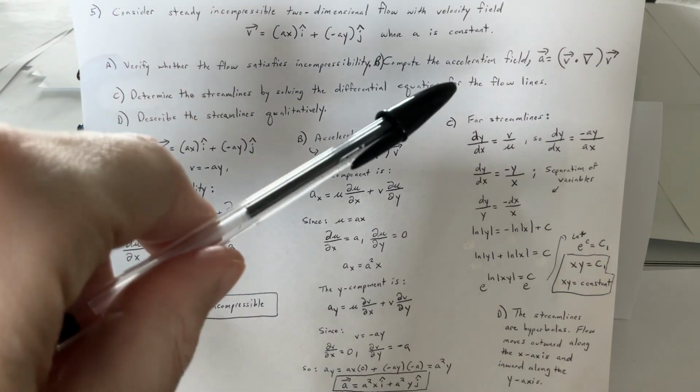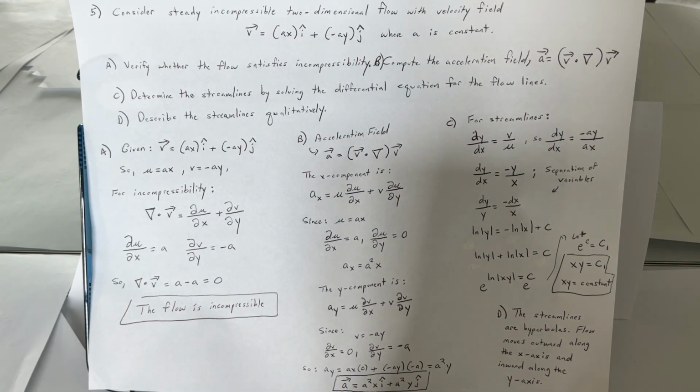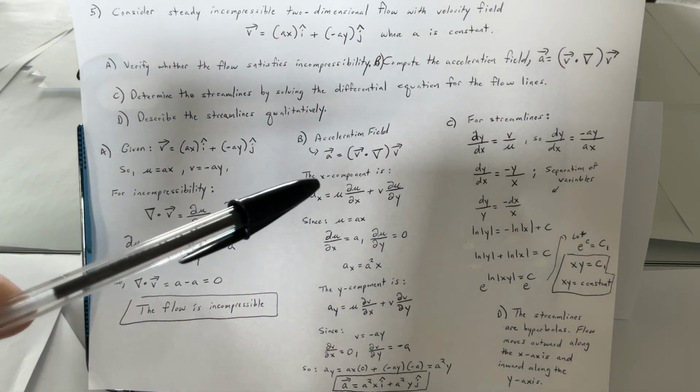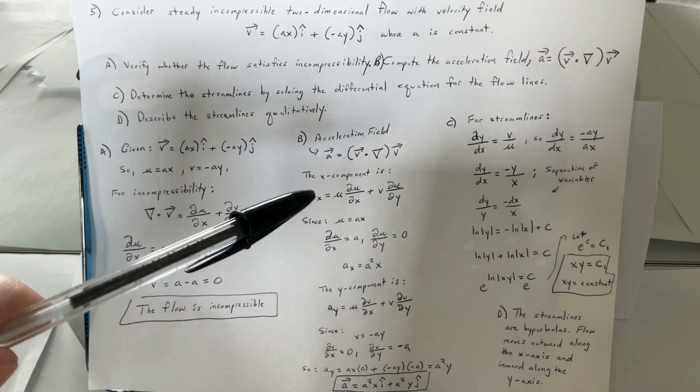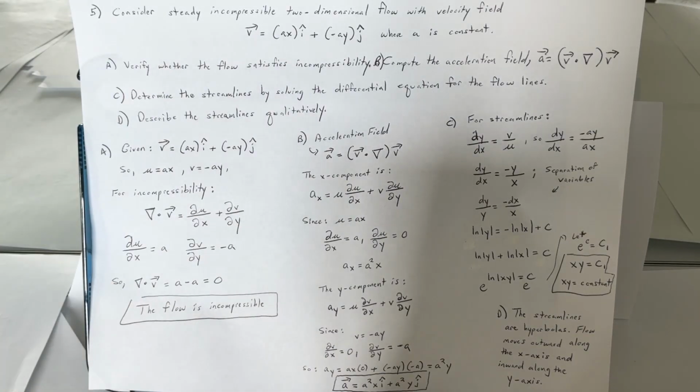Part B, compute the acceleration field. We're given the velocity field there. Okay, so writing our acceleration field, the x component of this is going to be a sub x equals u du/dx plus v du/dy.